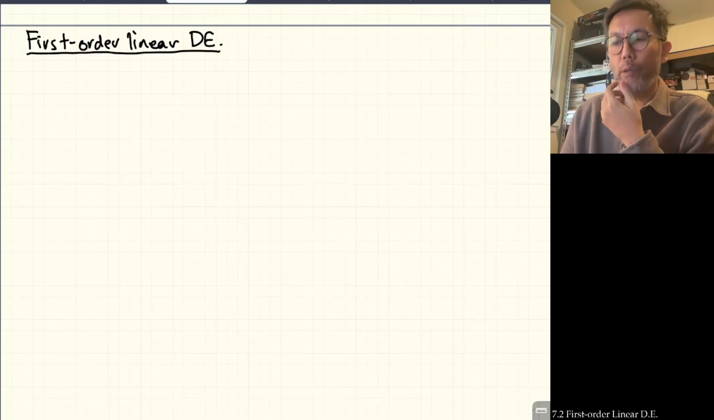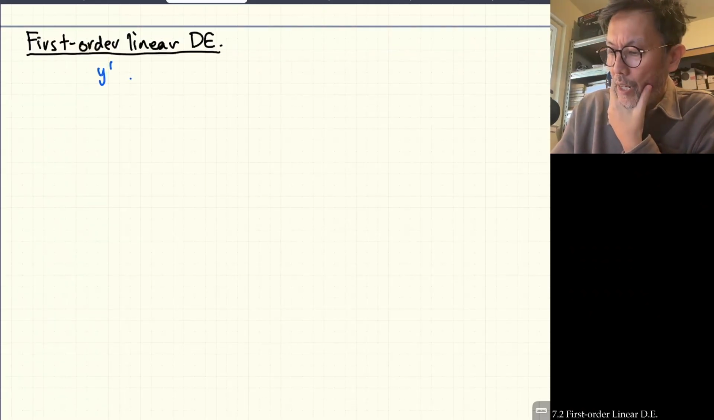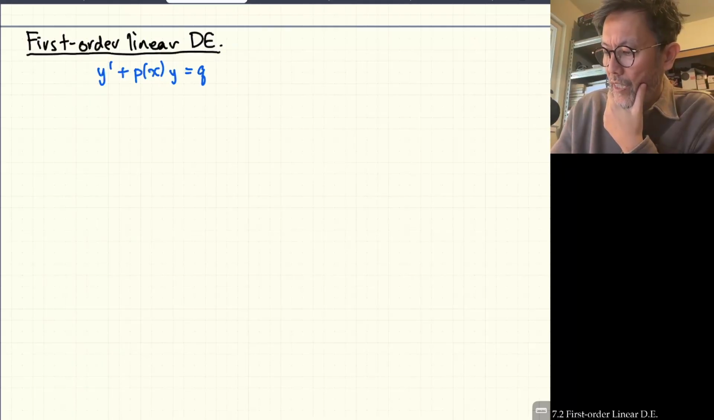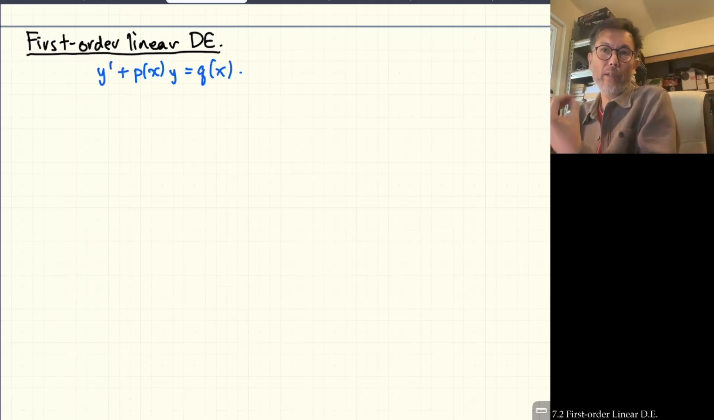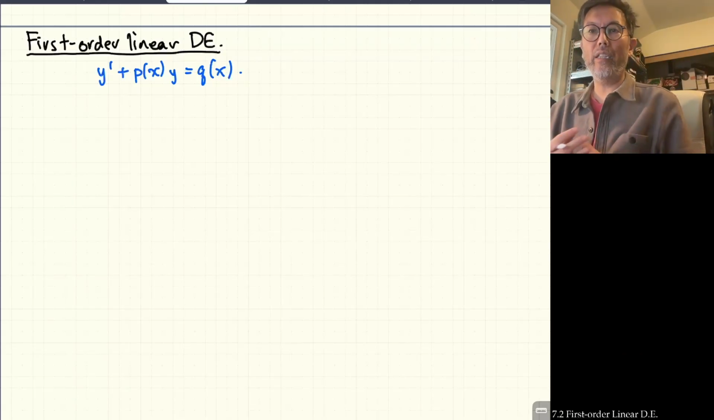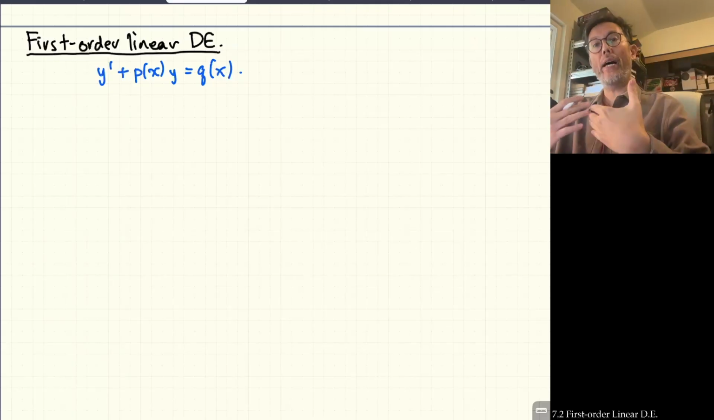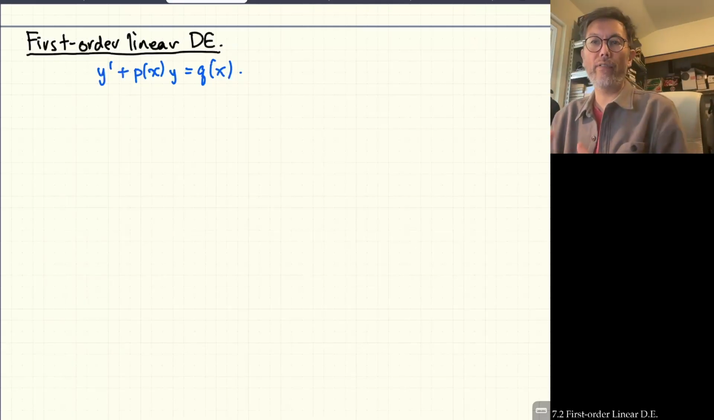Well, it's one which can be written in the form y prime plus p of x y is equal to q of x. P and Q here are functions of the independent variable x. And of course, as usual, we're implicitly assuming y is dependent on x. Y is a function of x, in other words.